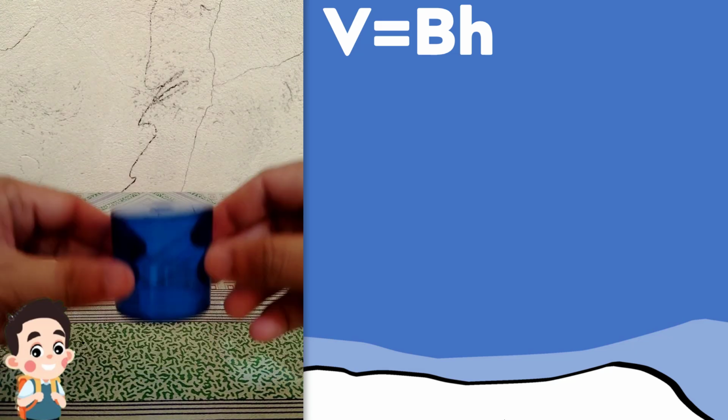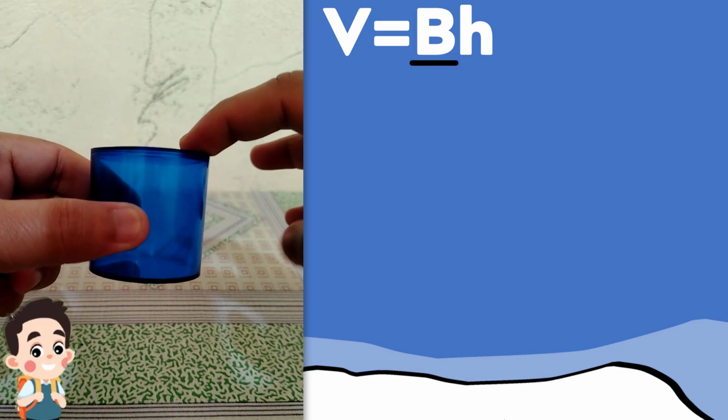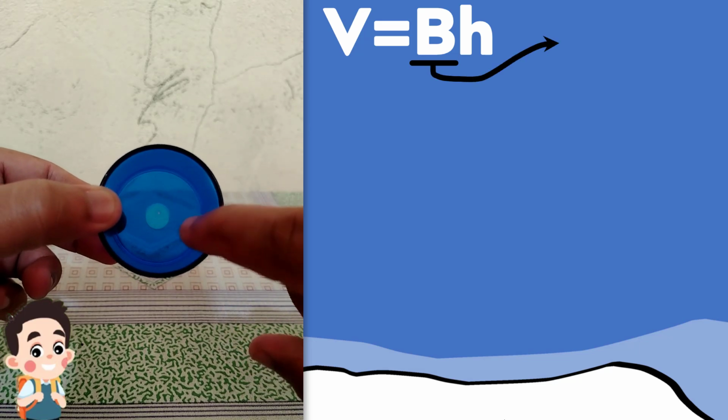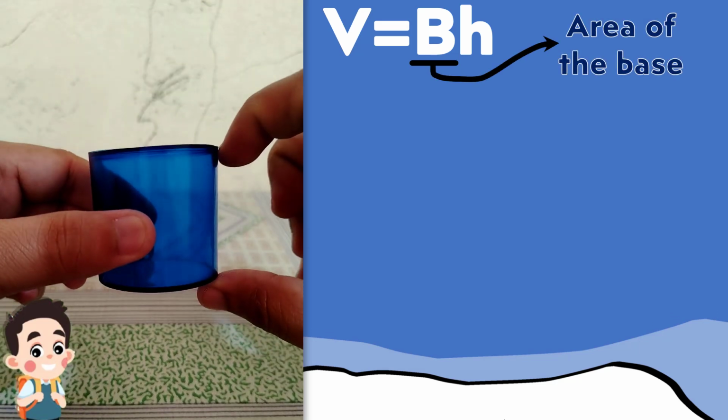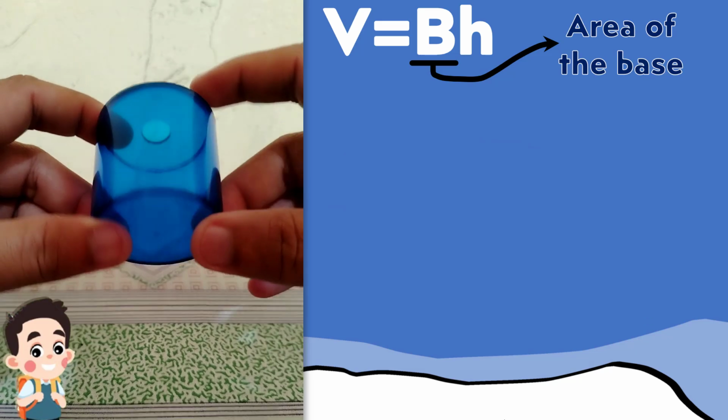But since this is a three-dimensional shape, your base here is also a plane surface. So we need to look at the area of the base and multiply it by the height. That's already the derivation for the volume of the cylinder.